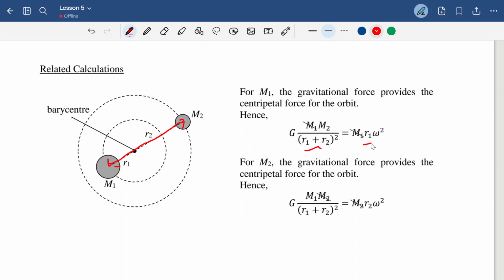It's still centripetal force, m r omega squared. This one is the centripetal force of M1, this is the centripetal force on M2. And you also have M1 R1 equals M2 R2. 3 equations. By the way, something like this came out in 2016 A level.